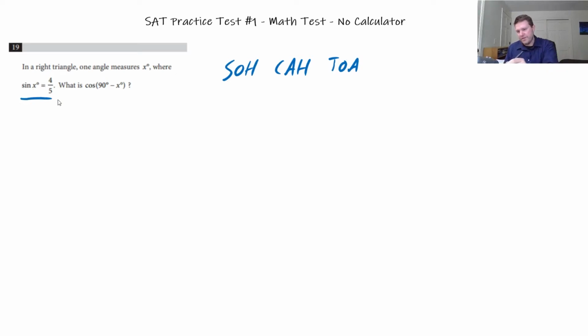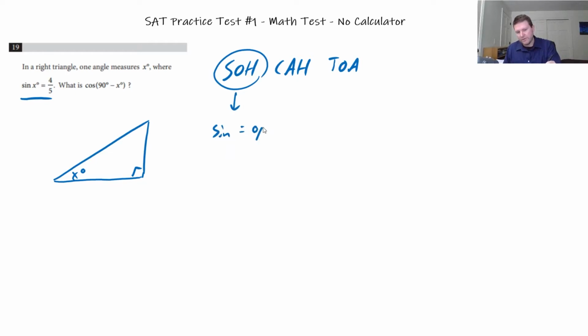Now, notice how they say that the sine of x degrees is 4/5. You don't know what that angle is, but you can draw your own right triangle. So that's what I'm going to do here. And then I'm just going to put x degrees in one of the leg angles, okay? And if you think about sine in the SOHCAHTOA acronym, that would be this. And what that means is that the sine of any angle is just the opposite divided by the hypotenuse side. So if they're telling you ahead of time that the sine of x is 4/5, then you know that the opposite side is 4, and then the hypotenuse is 5, okay?